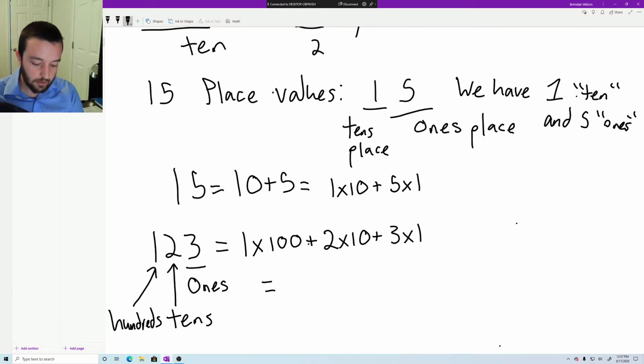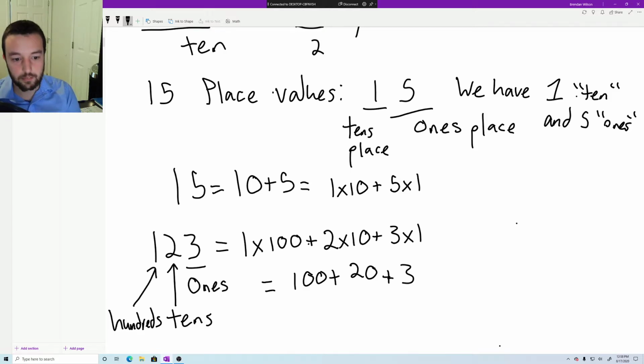Another way of thinking about this is that 123 is just 100 plus 20 plus 3, if we want to break it down that way instead, without the multiplication. It's saying that we have 3 ones, we have 2 tens, which makes 20, and 1 hundred.